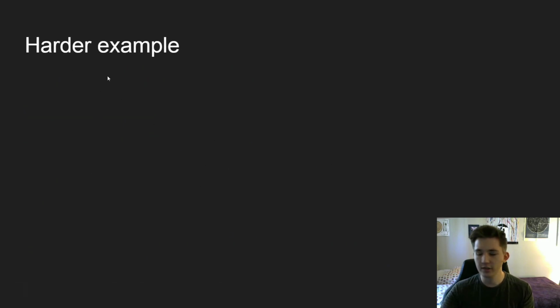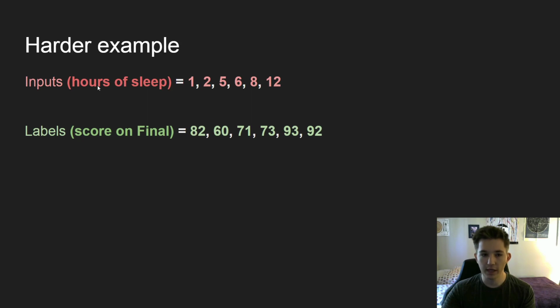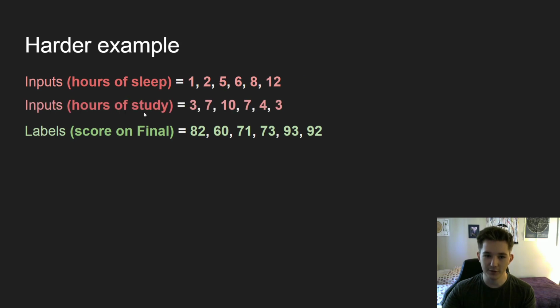So now let's look at a harder example, and we're going to introduce a new idea here too. So let's look at what we had before. We have our hours of sleep, and we have our scores on the final. This is just like what we had before. And we're going to introduce a new aspect of our input, or as you'll come to find, a new dimension of our input. So our input here now is not just the hours of sleep that we had before, but it is also the hours that are spent studying. So here we have those.